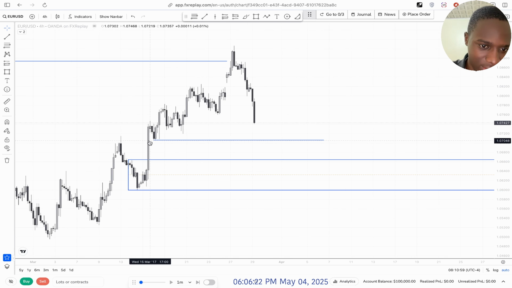Our entry will be the exact moment it touches this inverse fair value gap, and we target sell side liquidity here. So this might be a good trade. This right here, and we target this one right here. Alright, so yeah, the moment it touched the inverse, look for an entry. So it's a 2-hour trade. Let's see how this one goes.